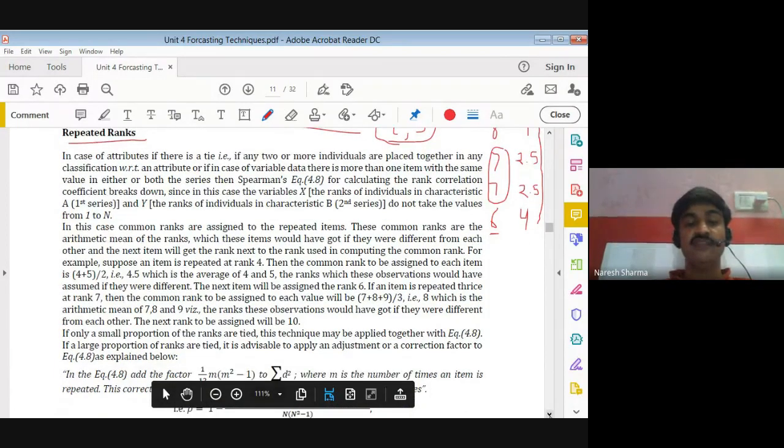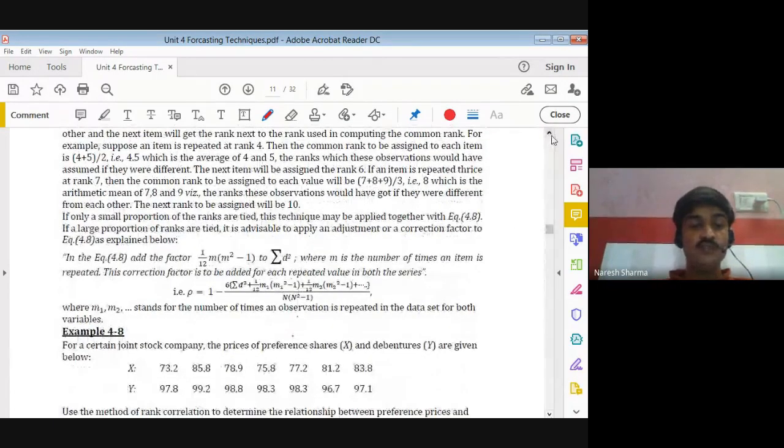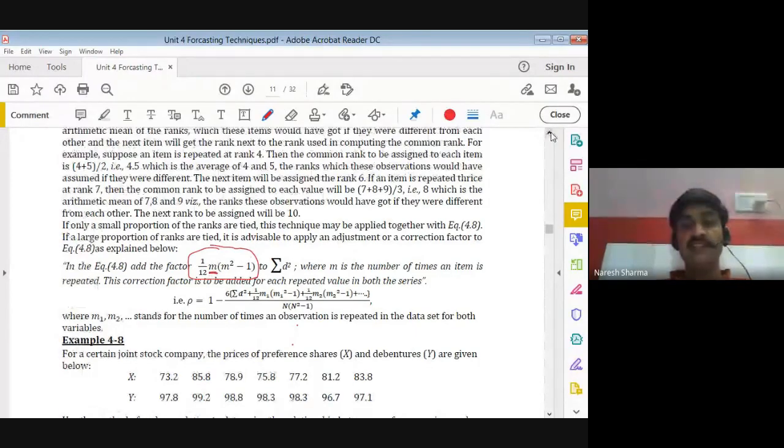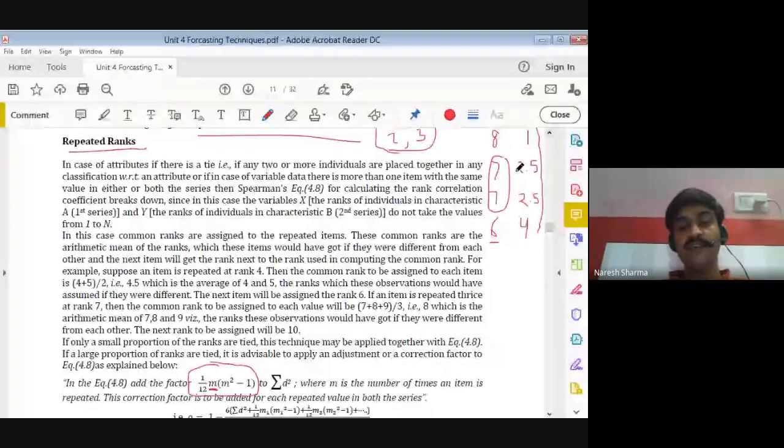So what is the change in your formula? We just need to add one factor to the summation d square, and the factor is 1 by 12 m into m square minus 1. So m here is the repetition. Repetition means in this example, this 7 is repeated 2 times. So the m we use here is 2 only.